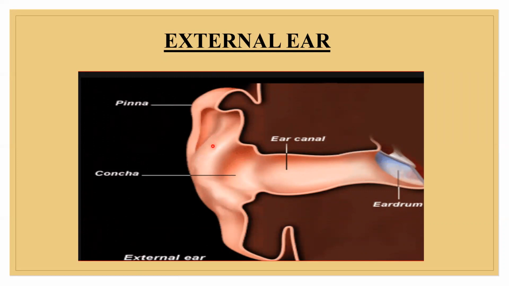Pinna is the broad external part made up of cartilage, a soft bone, and covered with skin. The first part is the pinna. It is made up of cartilage and covered with skin.